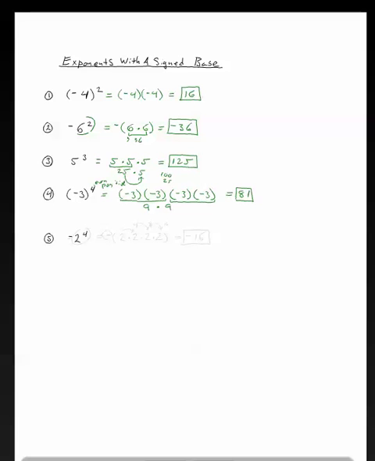In number 5, I have negative 2 to the power of 4, but no parentheses to group the negative with the 2. So I have to do 2 to the power of 4 first, and then I'll apply my negative sign to my answer. So that's going to be negative 2 times 2 times 2 times 2. Well, 2 times 2 is 4. 4 times 2 is 8. And 8 times 2 is 16. And then I have to apply my negative sign. So it's negative 16.